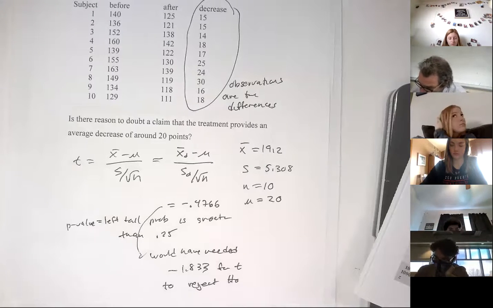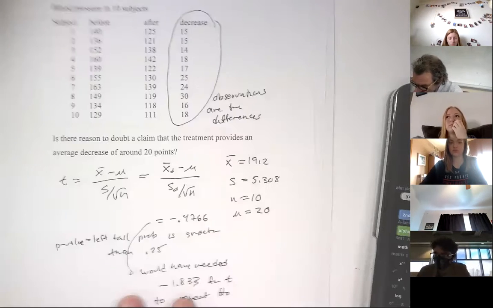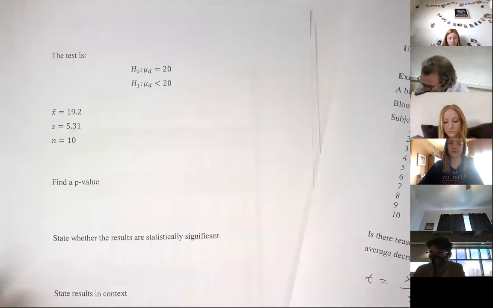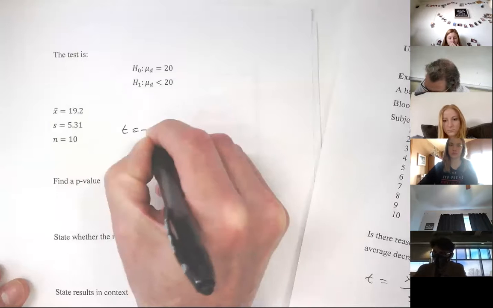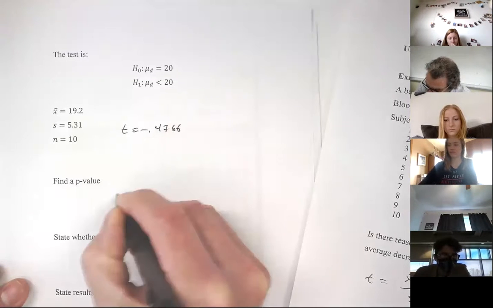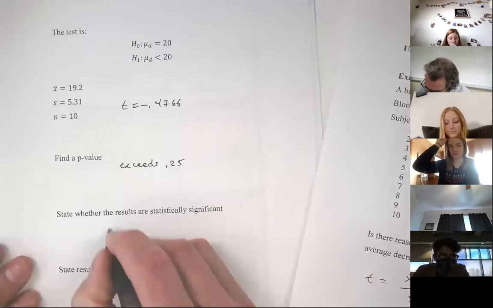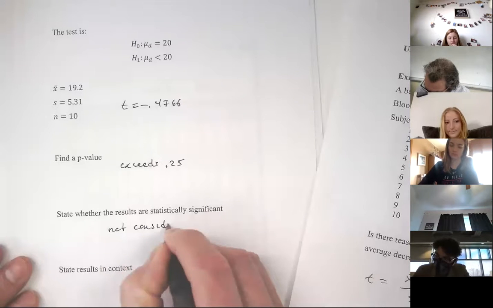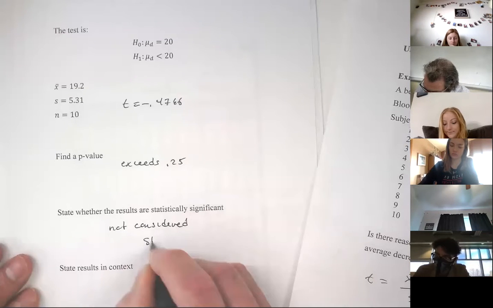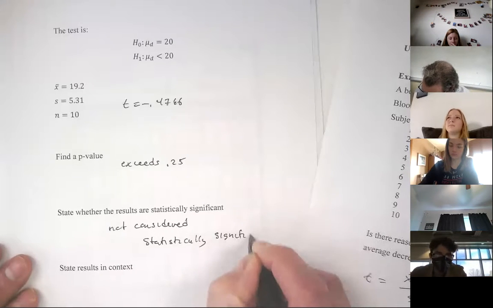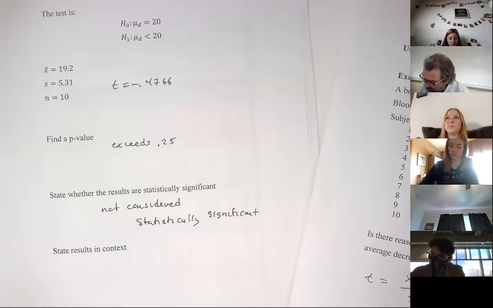And so let's see what it says. We have to write some stuff up on the next page, see what it says here. It says, okay. So we put all that stuff in. We got t is minus 0.4766. We say the p-value exceeds 0.25, not considered statistically significant. We need something more like -2. State the results in context.